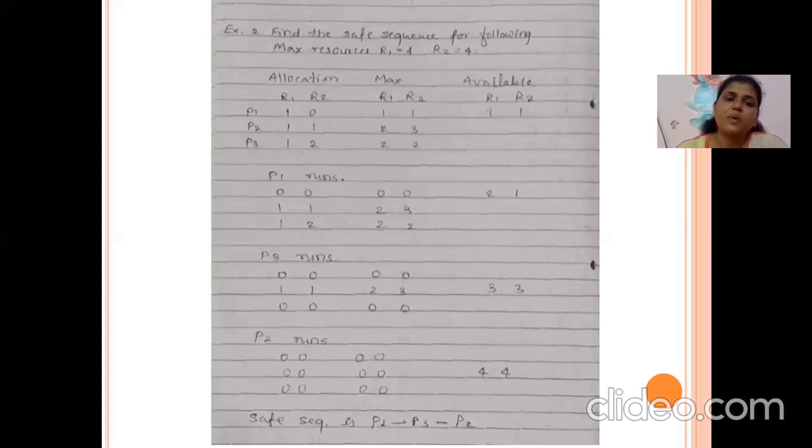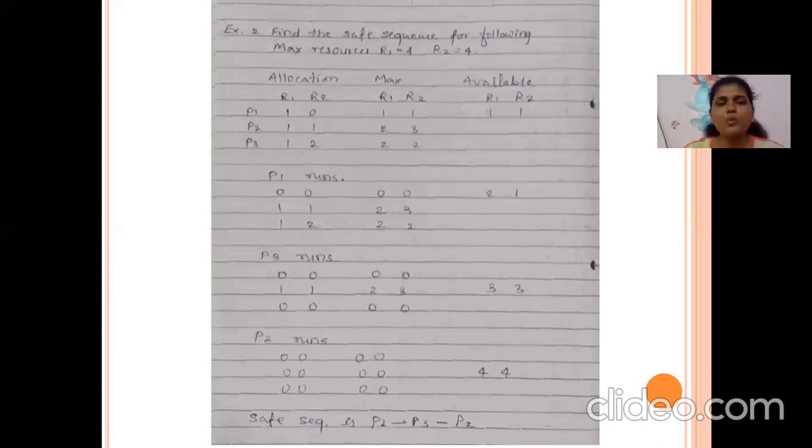Now, if its need can be satisfied by whatever is available, we have seen in step 2 of the algorithm. Two conditions must be true: the process has not yet completed its execution. Yes, P1 has not yet completed its execution. Second condition, the need of P1 is 0, 1. That means 0 resources of R1 type and 1 resource of R2 type. Need is less than available. Yes, it is less than available. So that's why P1 can be executed and it will execute.